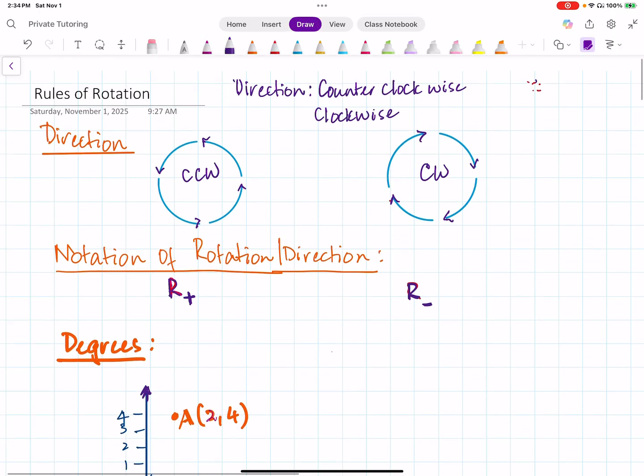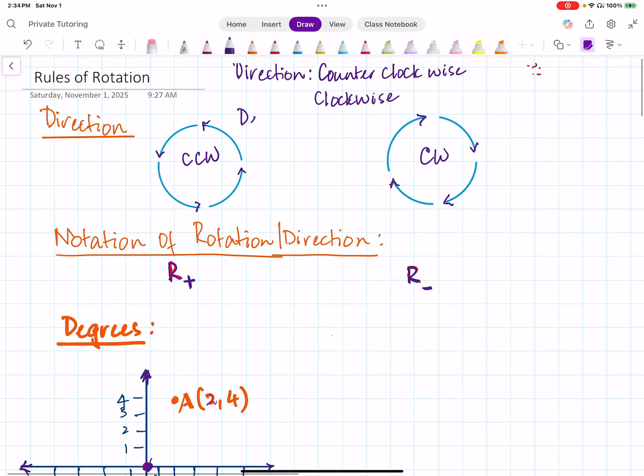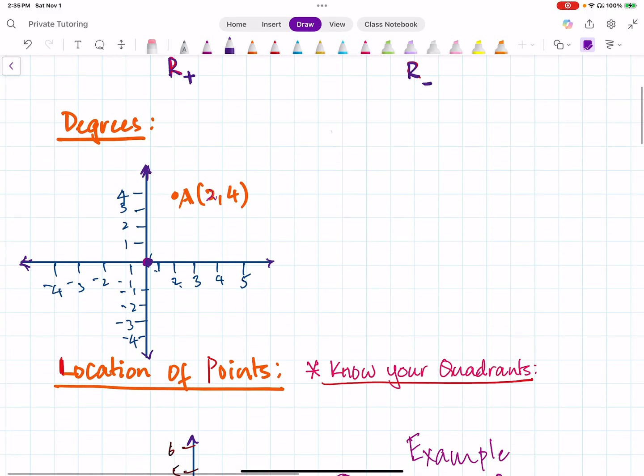The second thing that you've got to know are the degrees. So the degrees that we are going to explore through this video are 90, 180, and 270 degrees. Please do note that 360-degree rotation is really coming back to the same spot. So it's a trick question.